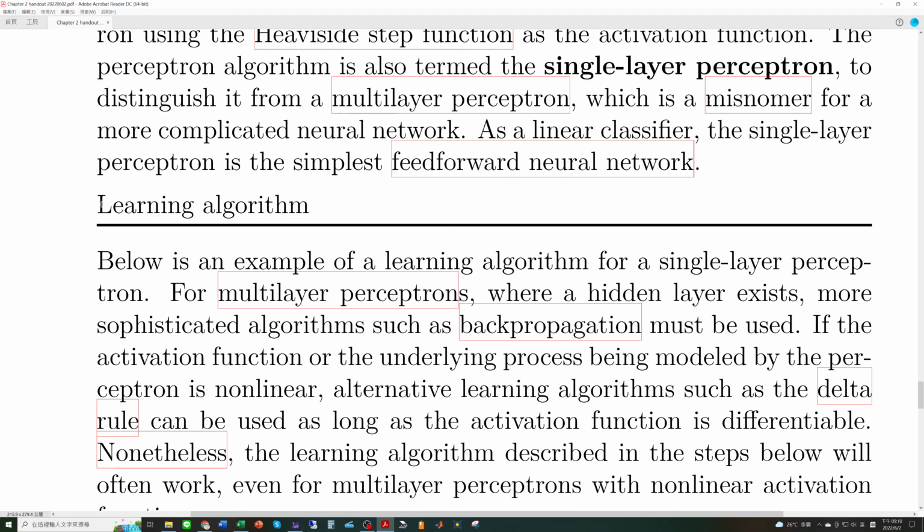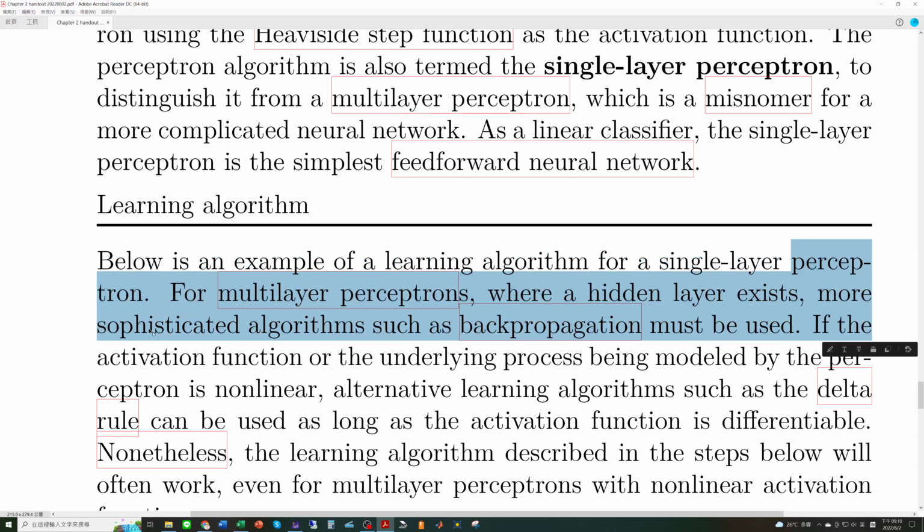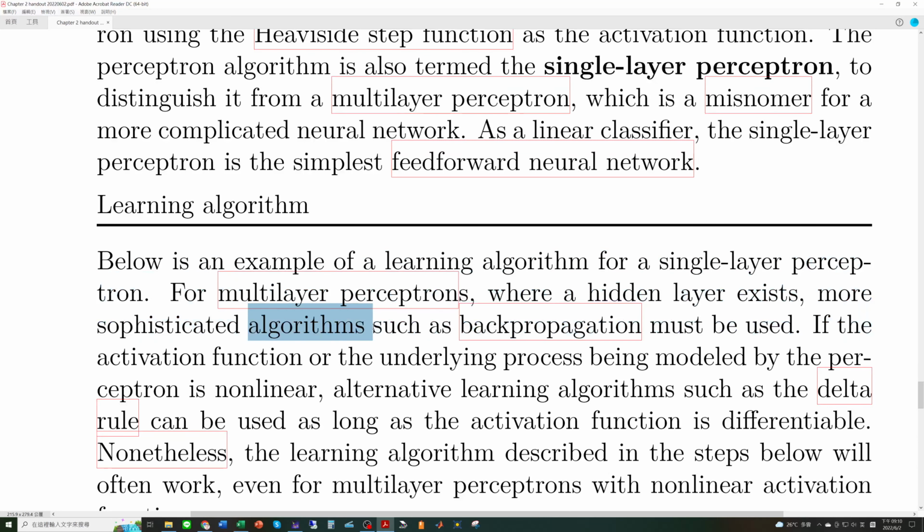Next, let us introduce the learning algorithm of the perceptron. Below is an example of a learning algorithm for a single-layer perceptron. For multi-layer perceptrons where a hidden layer exists, more sophisticated algorithms such as backpropagation are needed. I will introduce what backpropagation is later. Backpropagation is a very important algorithm when training a neural network.